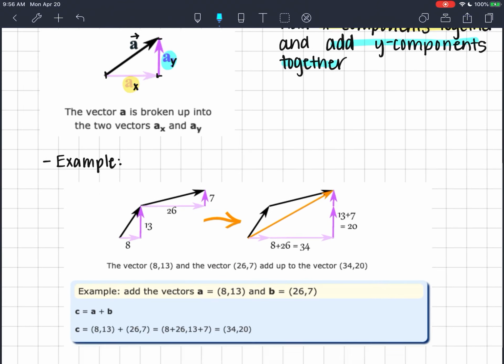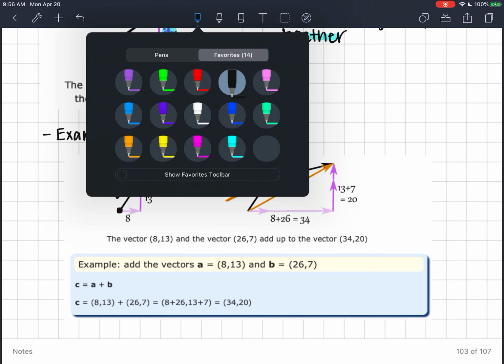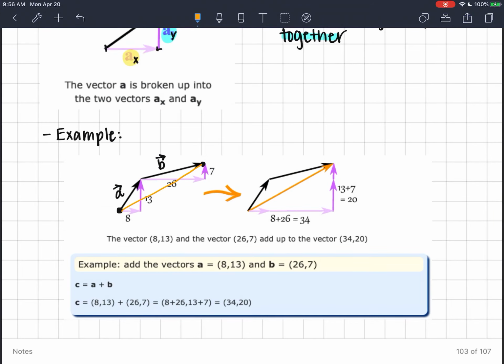Let's say we were trying to add two vectors, vector A and vector B. We would draw them tail to head, and then connect the very tail to the very last head like this. But that won't really give us numerical values.